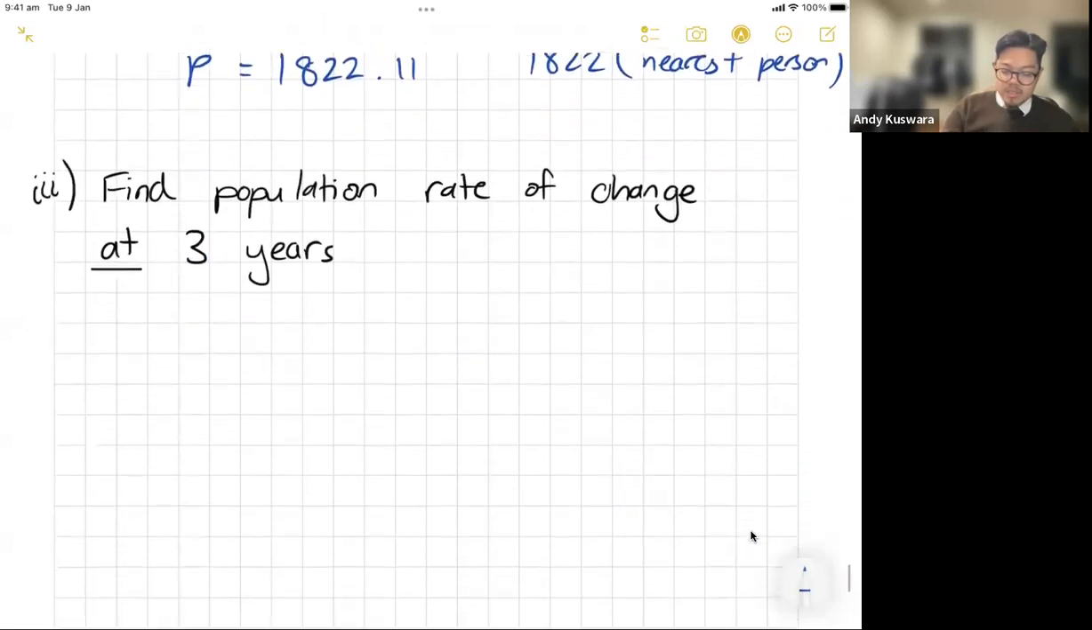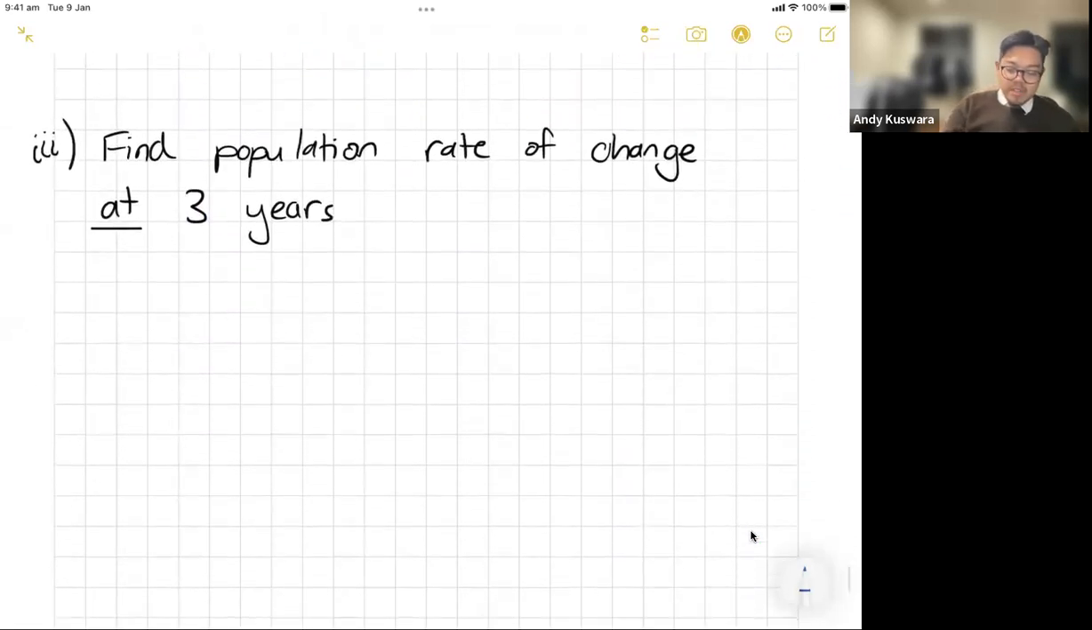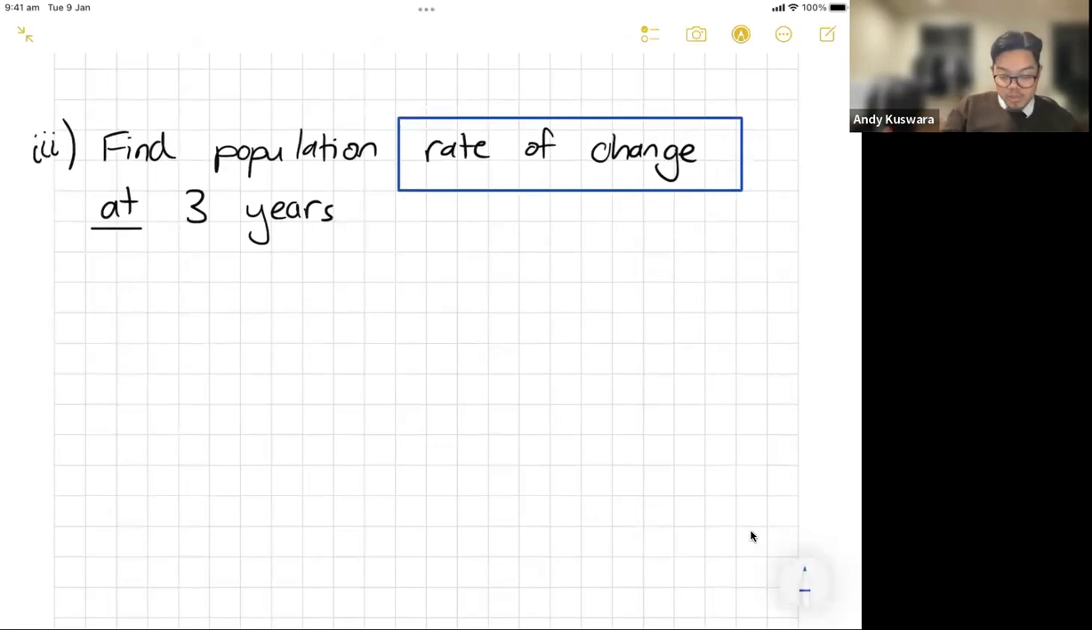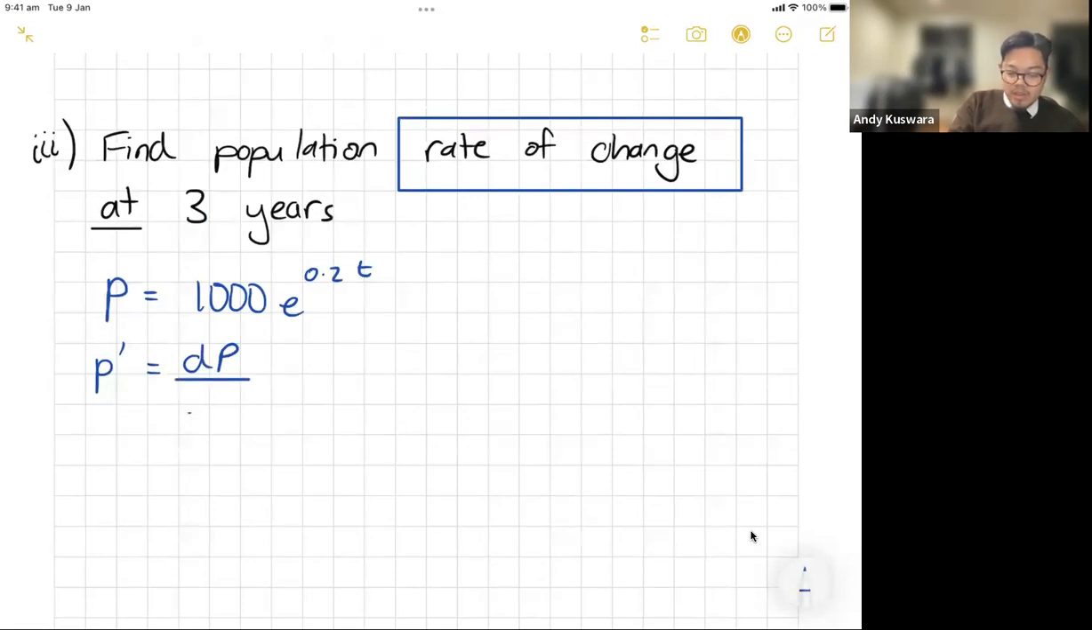Okay, next question. Find population rate of change at 3 years. What are we going to do? You should have seen it. Rate of change, which means we're going to differentiate. Now, just remember, P equals 1,000 e to the 0.2t. When I differentiate, I can call it P dash, or what you'll see more often is dP/dt, differentiating P, and in this case, it's not with respect to x, it's with respect to t.